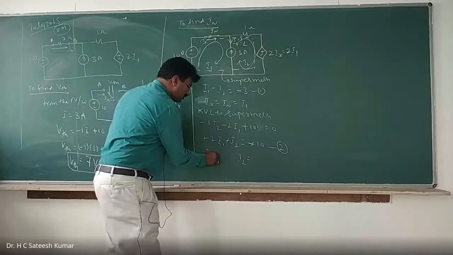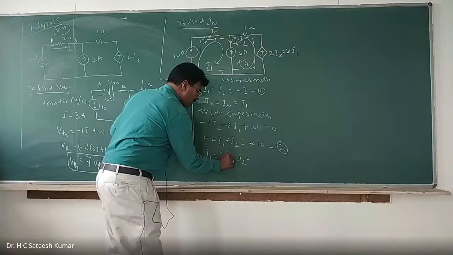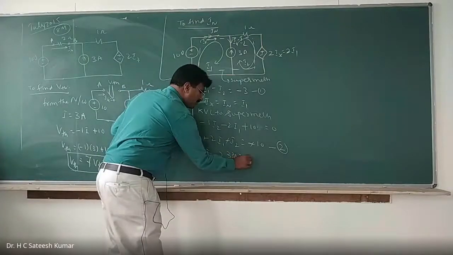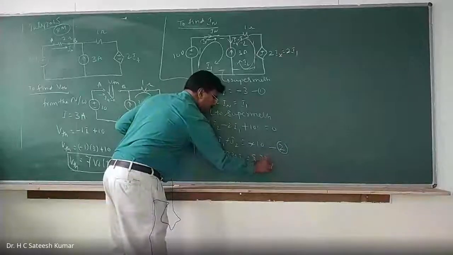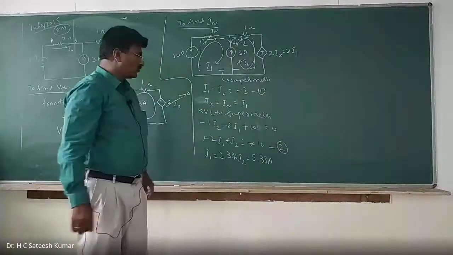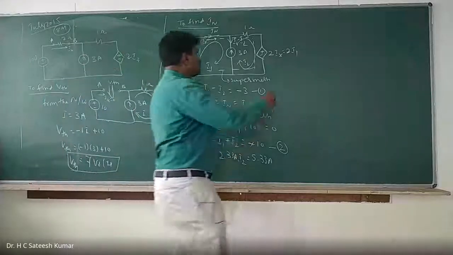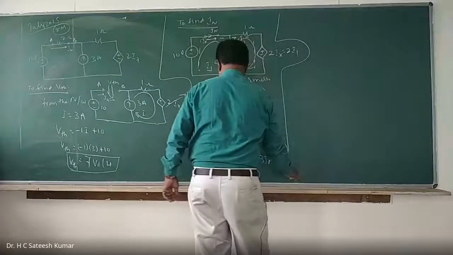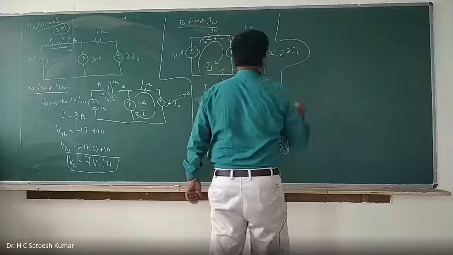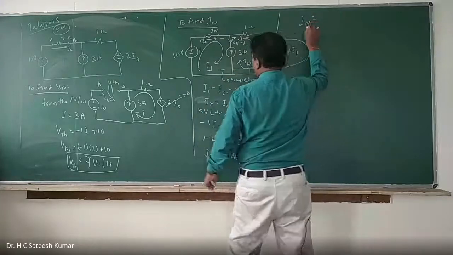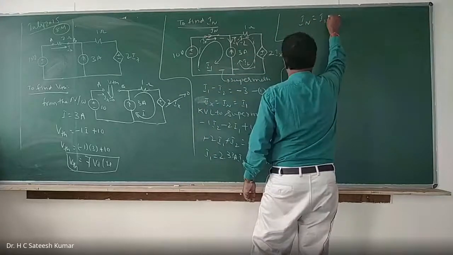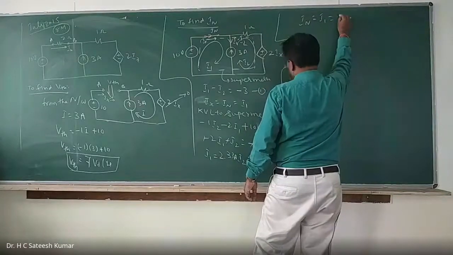2.33 and 5.33. One problem is there. Same 2.33 and 5.33. Okay, right, correct. So now what should we do? Therefore IN is equal to what? IN is equal to I1, which is equal to 2.33 amps.